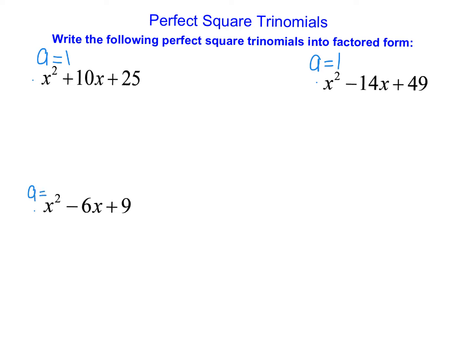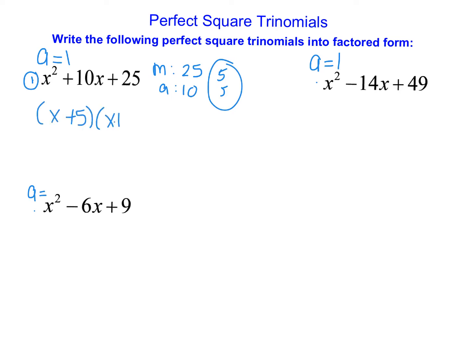In example 1, we need two numbers that multiply to be 1 times 25, which is 25, and add to 10. Hopefully you know that two numbers that multiply to be 25 and add to 10 are 5 and 5. So we can write this in factored form, which is x plus 5 times x plus 5. Because we have something times itself, this can be rewritten as x plus 5 squared. So we were able to take this perfect square trinomial and rewrite it as x plus 5 quantity squared.